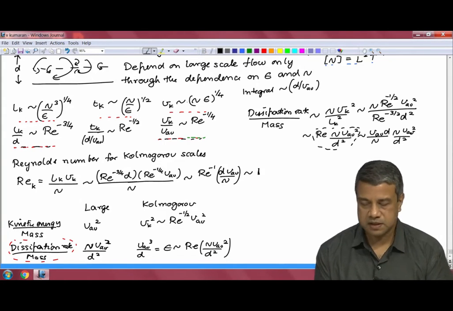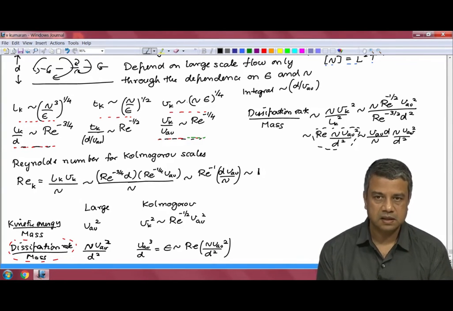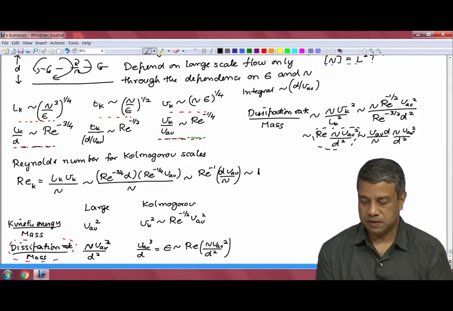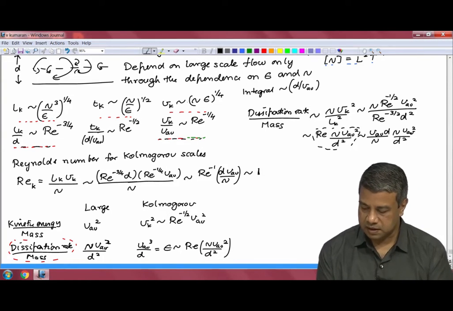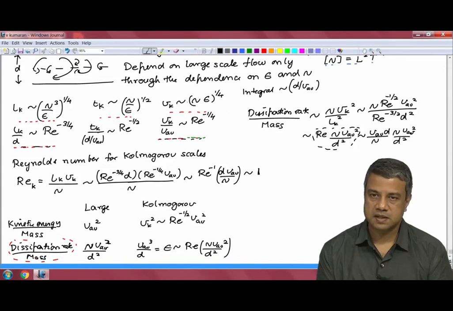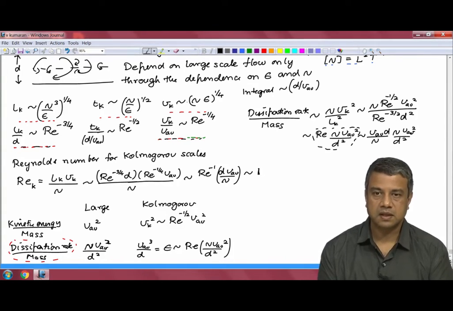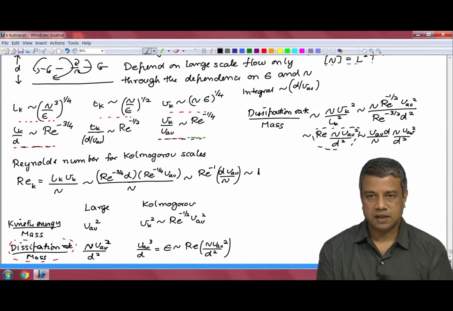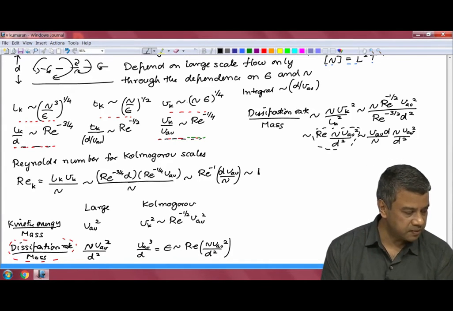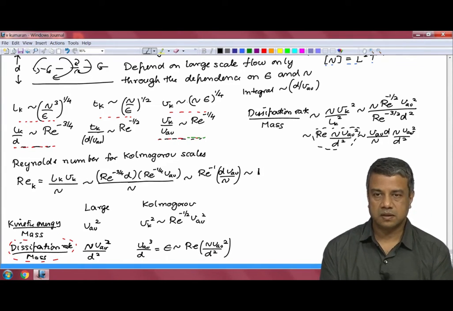However, the dissipation rate in the small scale is much larger by a factor of Re, in the limit of high Reynolds number. The dissipation rate in the small scale is much larger than the dissipation rate in the large scale, and the dissipation rate in the small scale is equal to the power that is put in at the large scale. So, the picture we have is that there is a range of sizes of eddies all the way from the large scale down to the Kolmogorov scale.